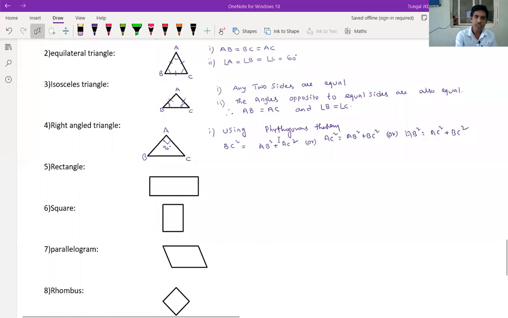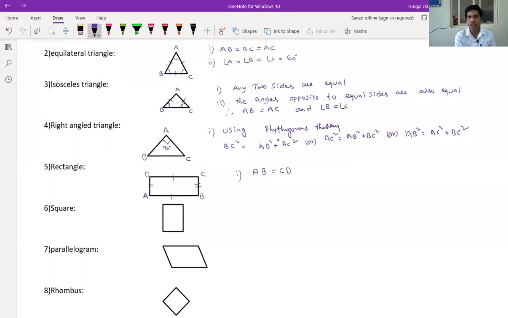Next, come to rectangle. So a rectangle ABCD. When these 4 points ABCD form a rectangle, in a rectangle opposite sides are equal. Correct? In a rectangle opposite sides are equal. So what are the opposite sides here? AB is equal to CD.